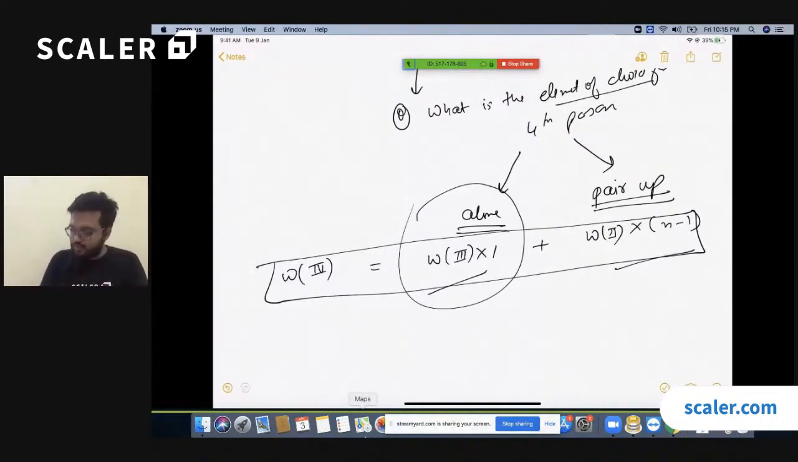So we add them up, and we get: the number of ways 4 people can enjoy the party is the number of ways 3 people can enjoy it, multiplied by 1, plus the number of ways 2 people can enjoy it, multiplied by n minus 1, and this is how we solve the answer.